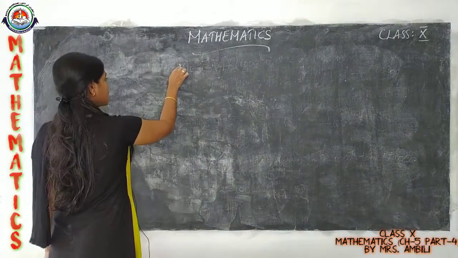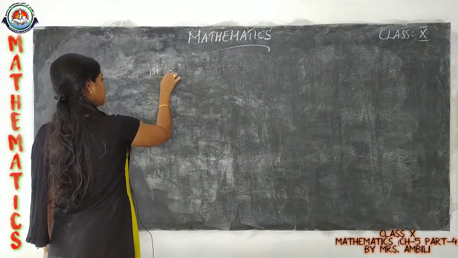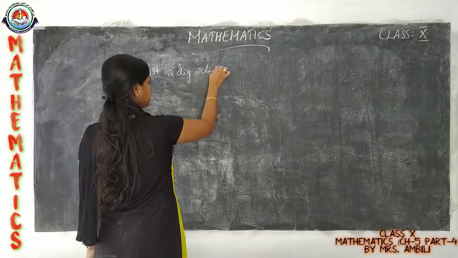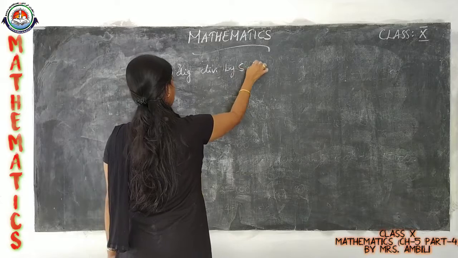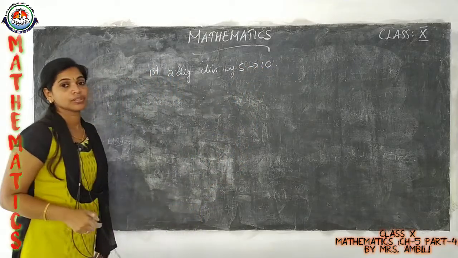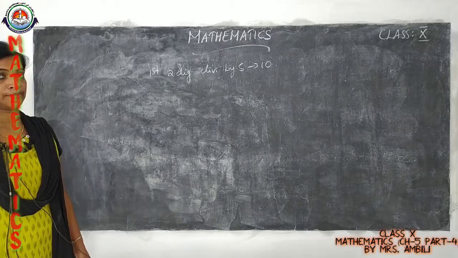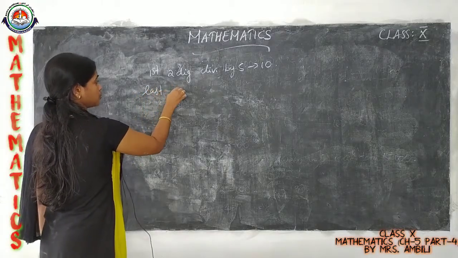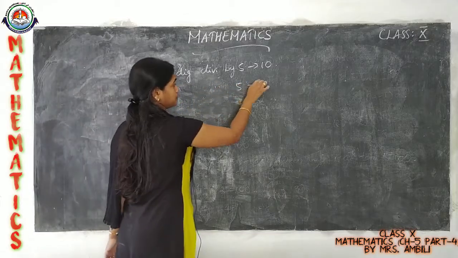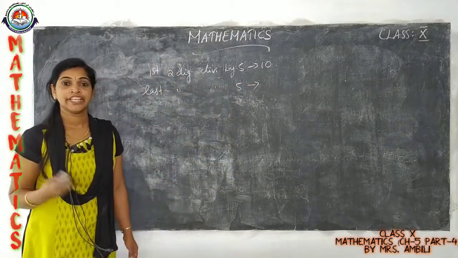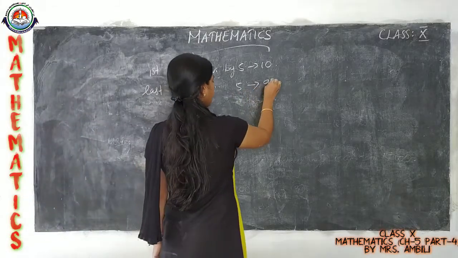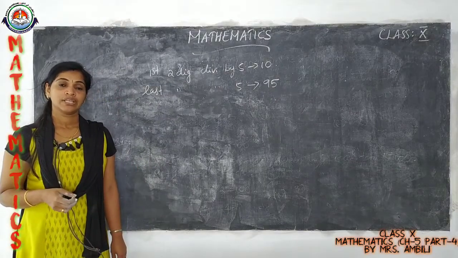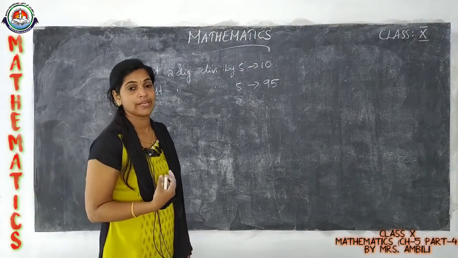So we can write first 2-digit number divisible by 5: 10. Our question, how many 2-digit numbers are there? So what is the last 2-digit number divisible by 5? 95. 95 is the last 2-digit number divisible by 5. Okay, so we can form an AP by using this.